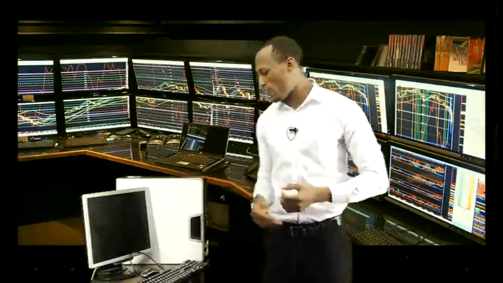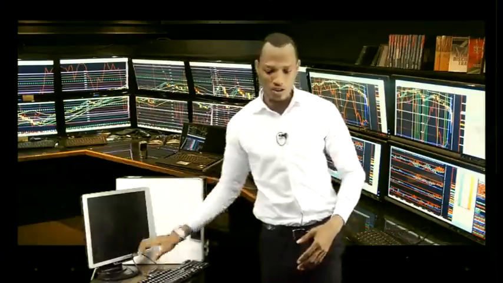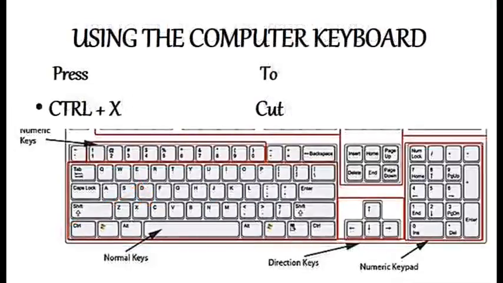Now, the keyboard has some shortcut keys as an alternative to the mouse. If you don't want to use the mouse, sometimes you can use the keyboard to perform some shortcut functions. For instance, Control C, if you press the Control key and C, will copy the document that has been highlighted. We also have Control X, which is used to cut something from a particular location so you can place it in another location.